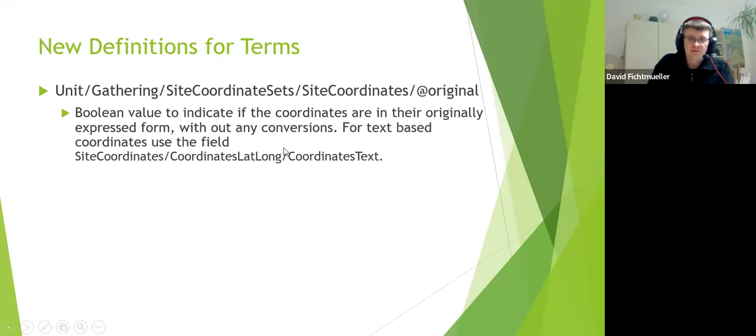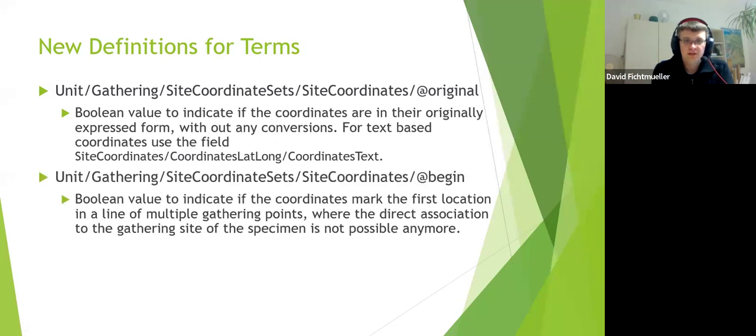But this kind of leeway in the documentation here, say if you have anything that's just pure text based and you want to preserve those original coordinates, just put them into the coordinates text field, even if it's within lat long. This was kind of my idea to mitigate this, and then it's marked as original, and then you can use a secondary element, site coordinates, where you have the proper computer legible versions, either as lat long decimals or in any other way.